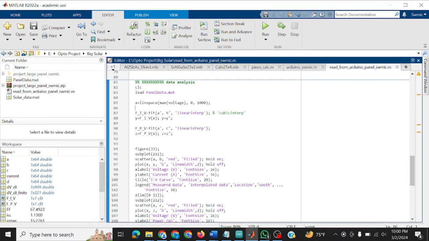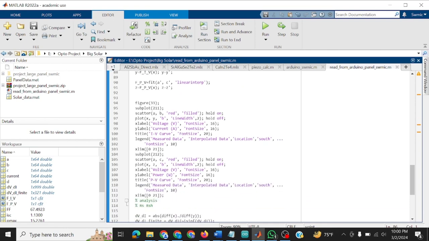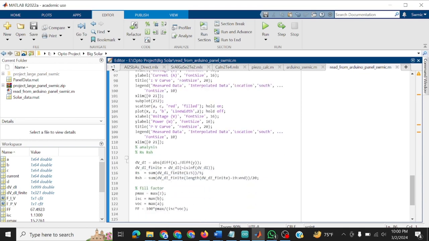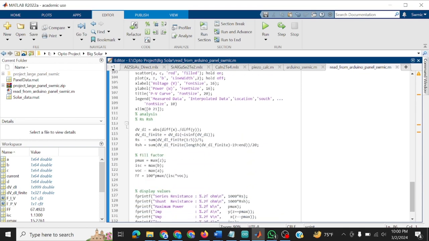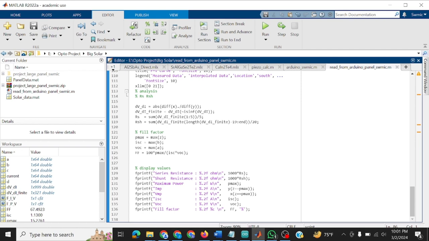Here we have taken the data of this log, and we have selected the base dataset, that is panel data.mat. From the data we will show our IV curve, then our PV curve, and then by differentiating we'll find our series resistance and shunt resistance. From the MPP we will discover our maximum power point, and then we will find the fill factor via VMP and IMP.